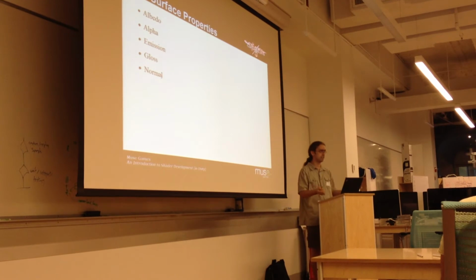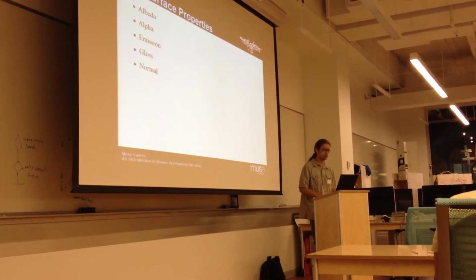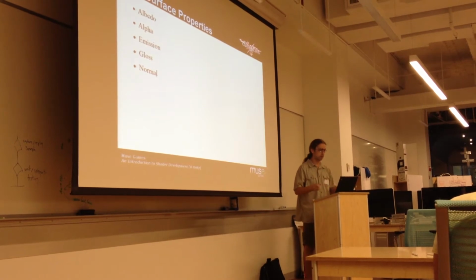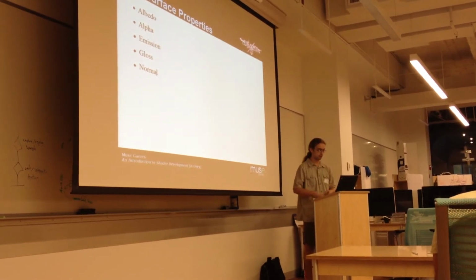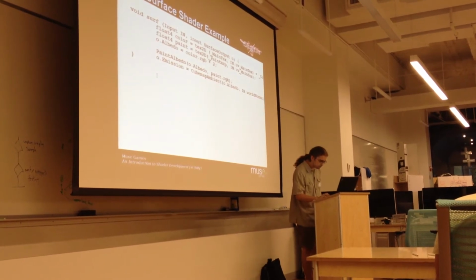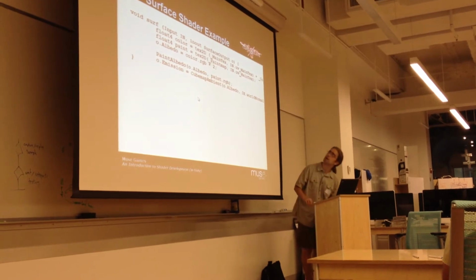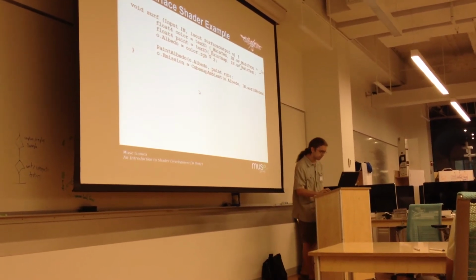Surface shaders are all about setting a bunch of surface properties that Unity will then run through its lighting function. The albedo, the unlit color, the alpha, the emission, a gloss term, a normal. I'm sorry, I previewed these slides on a wider monitor than this projector supports, apparently.